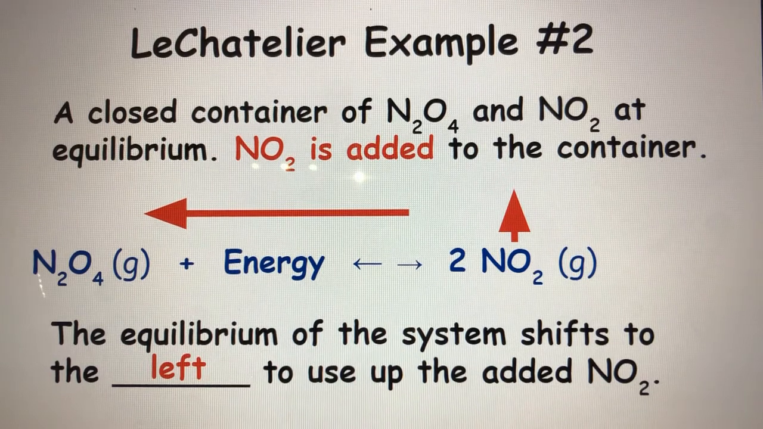Shift left means your reverse reaction is going to be happening faster than your forward reaction. NO2 will break down into N2O4 plus energy faster than N2O4 plus energy is being converted into the NO2. The reverse reaction will be happening faster than the forward reaction.